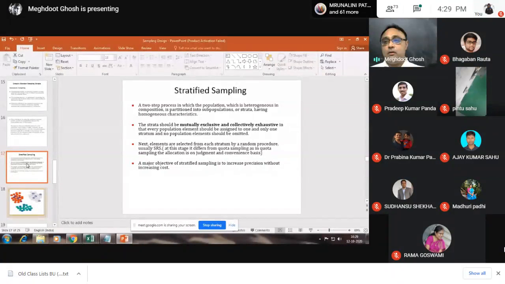So what will be the nature of the groups? The groups will be mutually exclusive and mutually exhaustive. What is the meaning of that? That means the groups must differ from each other, but within the group, it has to be homogeneous. Within the group, whatever elements are present, the characteristics of those elements must be homogeneous, must be similar. But between the groups, it has to be highly heterogeneous. If that is the case, then we can go for stratified sampling.